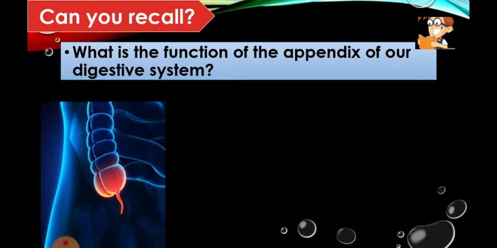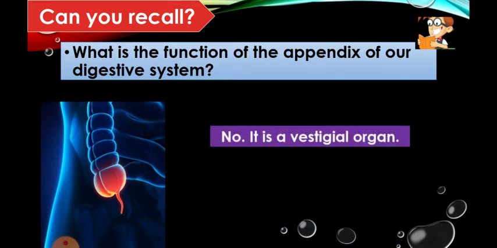Now human beings have already left eating raw vegetables. We are cooking and eating the food. So is there any use of this appendix? No, my dear students, it is a useless organ right now for human beings. Therefore it is a vestigial organ. Vestigial organ means a useless organ, or an organ which is not used in our body at all. So the appendix is a vestigial organ, and therefore it does not have any function in our body.